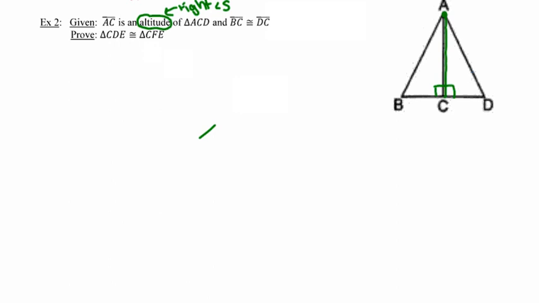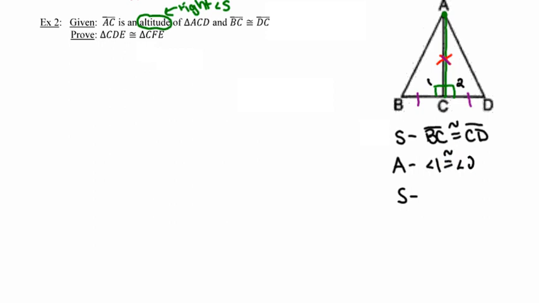I know that segments BC and DC are congruent. And that is the end of my given information, but I also recall that I can use the reflexive property to prove that segment AC is congruent to itself. So if I'm thinking about an outline now for proving these triangles congruent, I like side angle side, where my first pair of sides are BC and CD. My angles, I'm going to call them 1 and 2. And my second pair of sides are, through that reflexive property, segment AC congruent to itself. So this is going to be a side angle side proof.